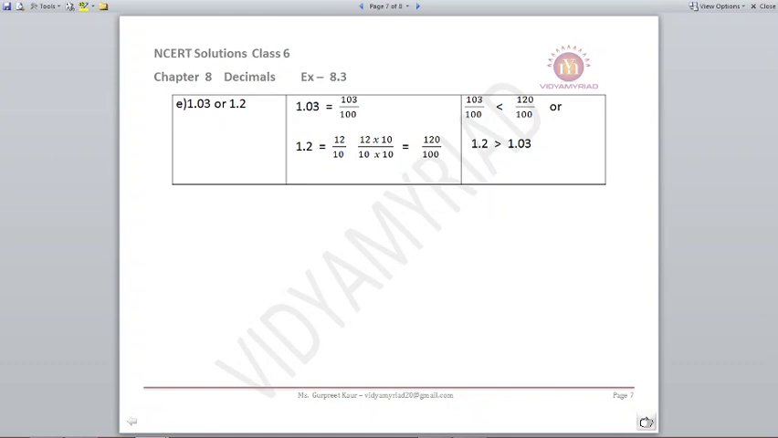Last example, 1.03 or 1.2. 1.03 can be written as 103 upon 100. 1.2 will be written as 12 upon 10. Denominators are different, make it same. So the fractions become 103 upon 100 and 120 upon 100, which shows that 120 is a bigger number than 103. So we can write it as 1.2 is greater than 1.03.